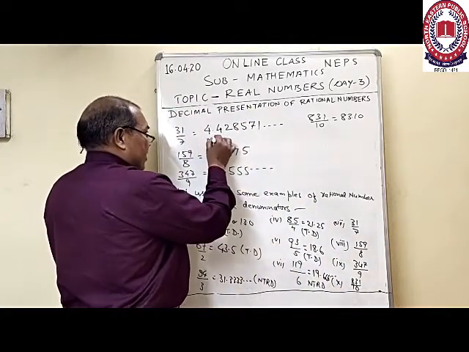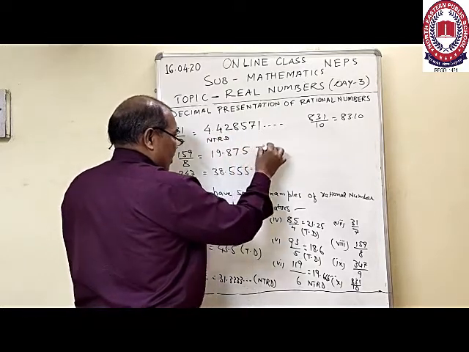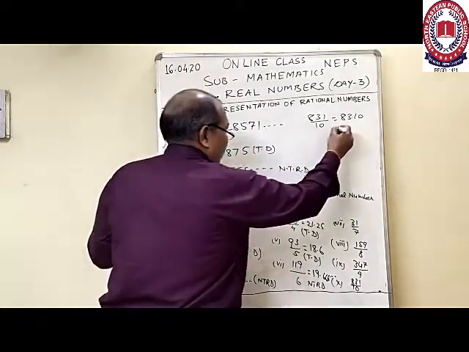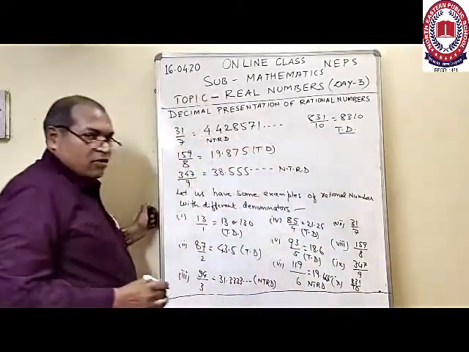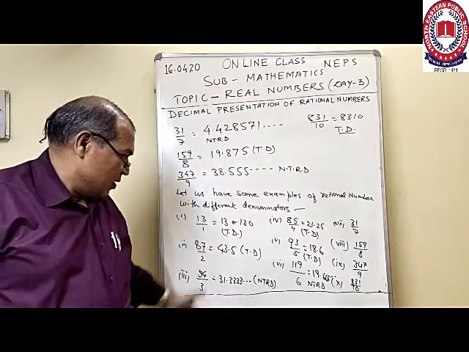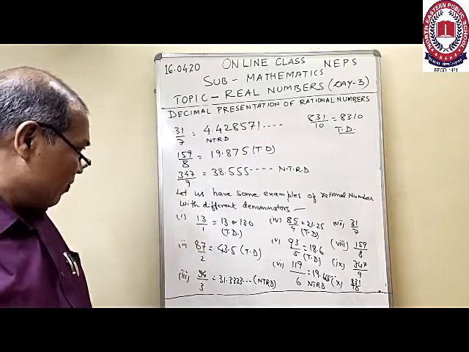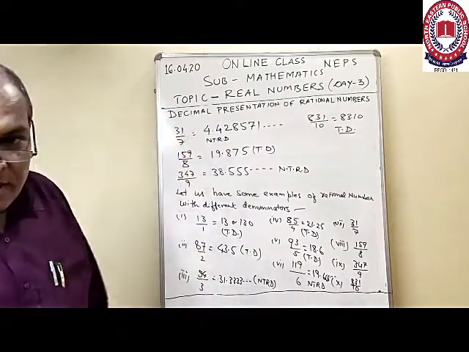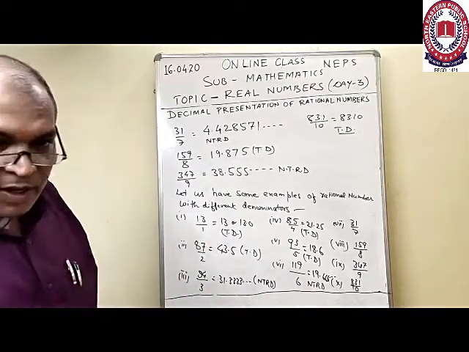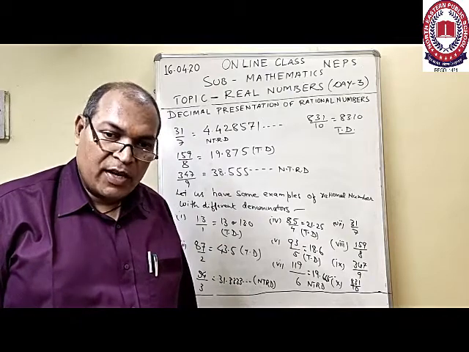Here this is a non-terminating, repeating decimal. This is a terminating decimal. This is a non-terminating, repeating decimal, and the last one is a terminating decimal. Children, observe here, when we see all these different rational numbers, we have taken different denominators. So whenever we observe, under which condition the decimal representation of a rational number comes as a terminating decimal, and under which condition the decimals come as non-terminating repeating decimals.